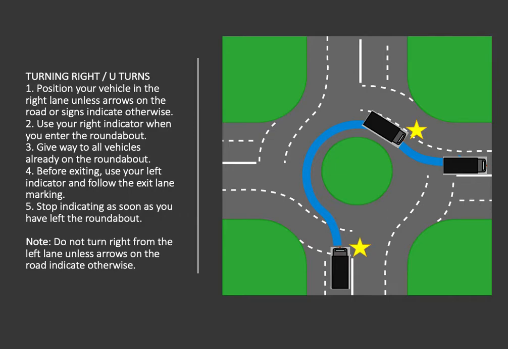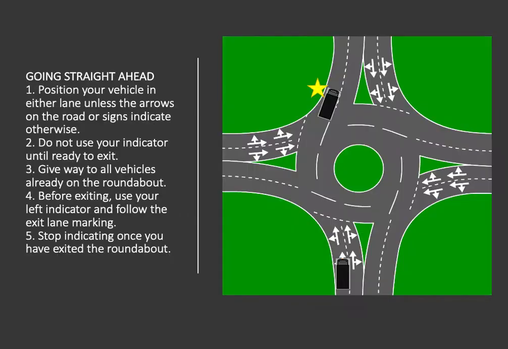Turning right or making a U-turn. 1. Position your vehicle in the right lane unless arrows on the road or signs indicate otherwise. 2. Use your right indicator when you enter the roundabout. 3. Give way to all vehicles already on the roundabout. 4. Before exiting, use your left indicator and follow the exit lane marking. 5. Stop indicating as soon as you have left the roundabout. Note, do not turn right from the left lane unless arrows on the road indicate otherwise.